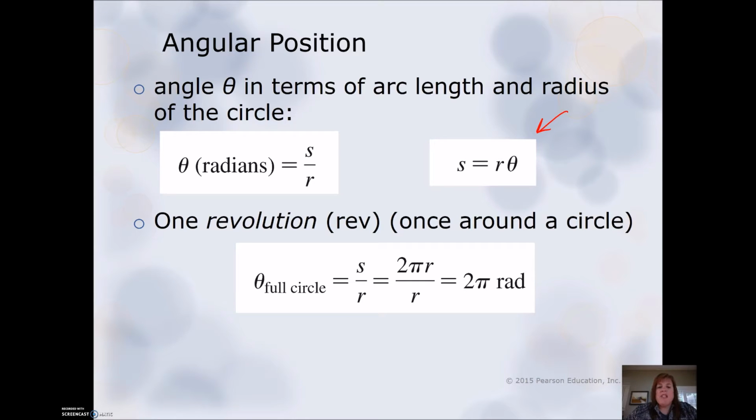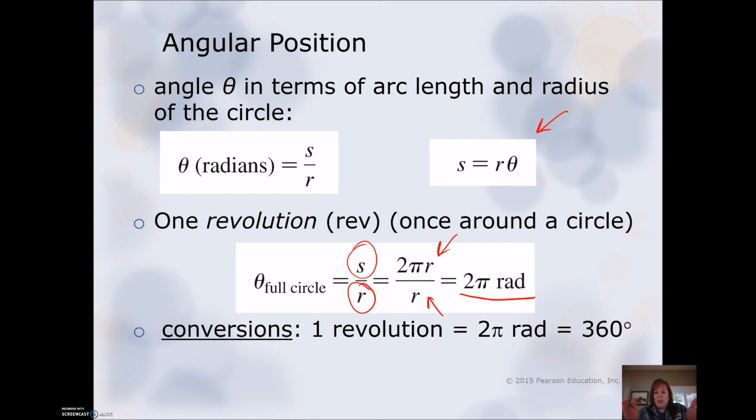Now, just a couple conversions that are important for you. If we think about one revolution around a circle, the circumference of the circle is 2 pi r, so that would be the arc length s. And so anytime we go in a full circle, we have traveled 2 pi radians. If we take our 2 pi r and divide by r, our arc length divided by our radius, we get 2 pi radians. So that means if I travel halfway around a circle, I've traveled pi radians. So one revolution is equal to 2 pi radians, which is equal to 360 degrees.